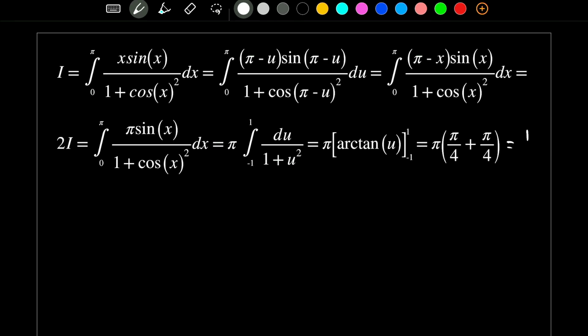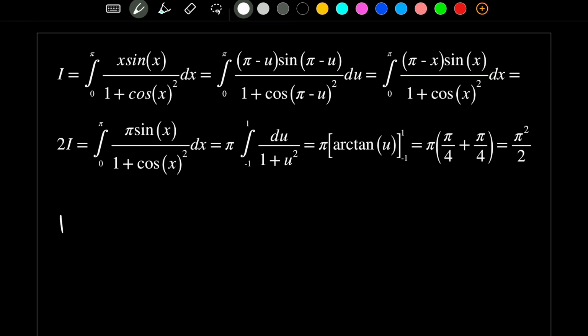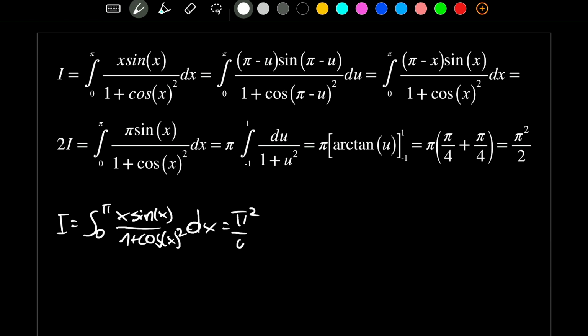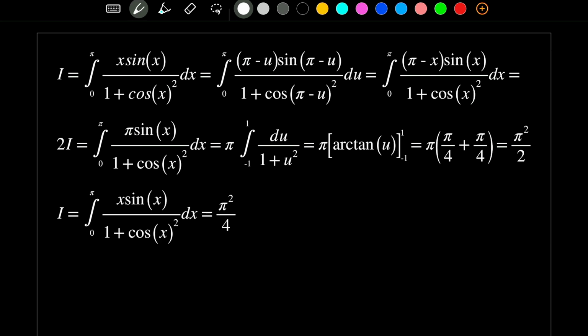which is going to be equal to pi squared over 2, which means that our integral I, which was the integral from 0 to pi of x times sine x over 1 plus cosine x squared dx, was equal to pi squared over 4. So, nice result. We've got this pi squared, which is kind of uncommon to see unless you're dealing with some kind of Basel problem, but it doesn't matter.